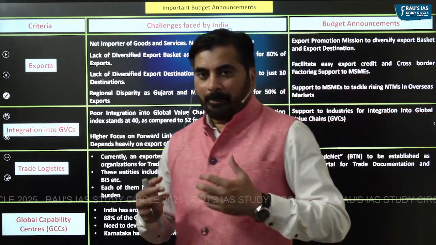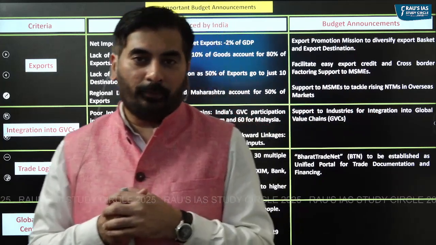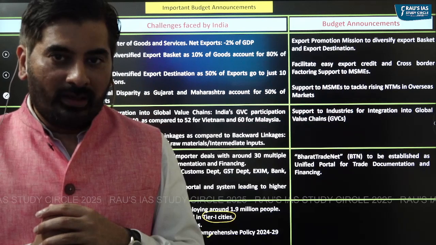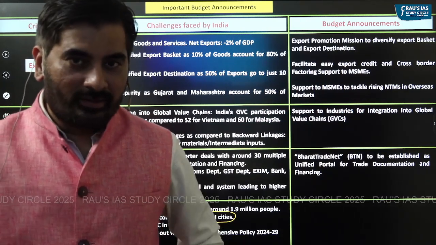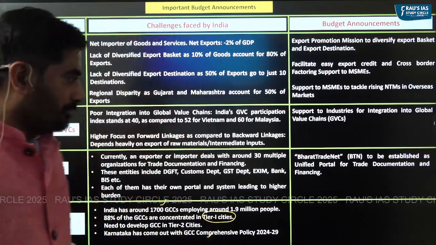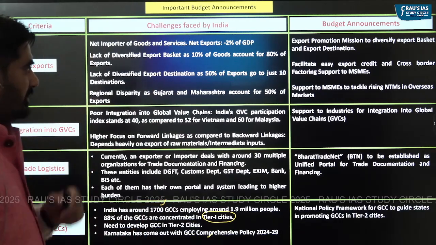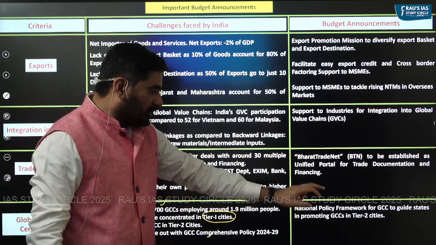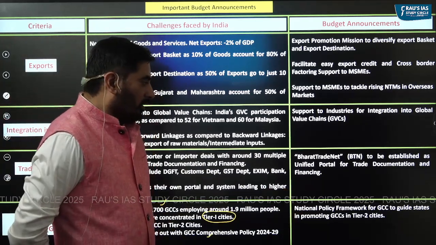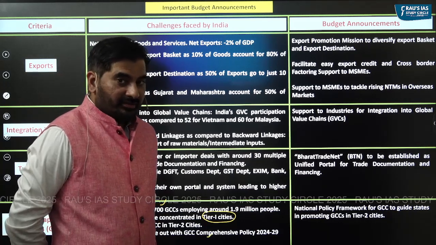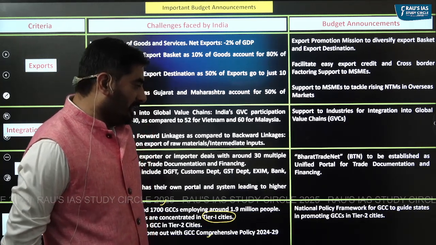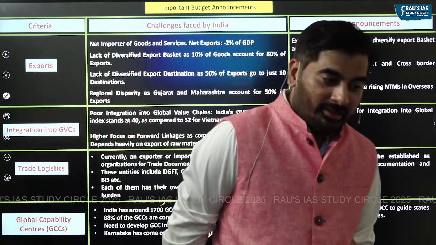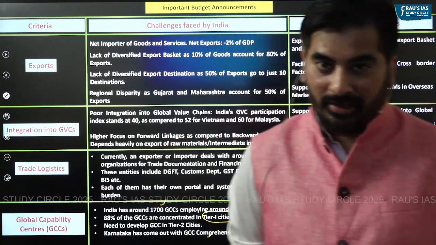So obviously, we need to provide hand-holding support to the states so that they are able to promote global capability centers in tier 2 cities, right? Accordingly, in this year's budget, finance minister has said that the government will come up with a national policy framework wherein we will be guiding the states to set up GCC in the tier 2 cities. So these are some of the budget announcements related to trade.